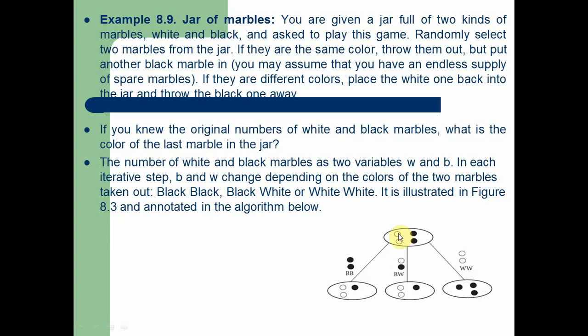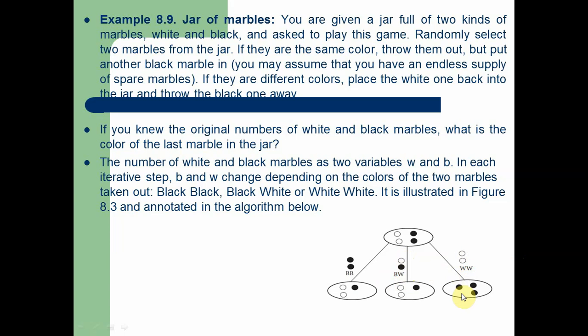So here you can understand. This is the jar from which we collect. If we collect two black marbles, they are the same, so we throw out these two black marbles and put one black marble into the jar. If the marbles are different, then we place the white marble from this pair back and throw the black. If they are white and white, then throw the white ones and put a black marble inside the jar.